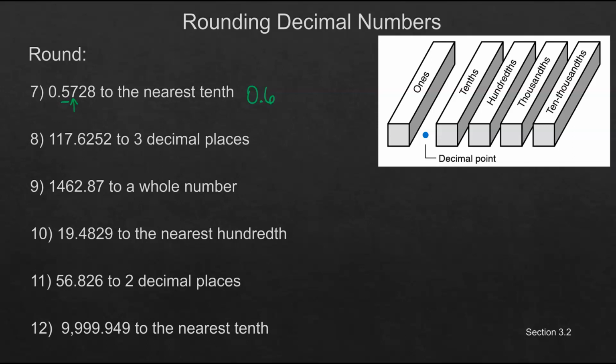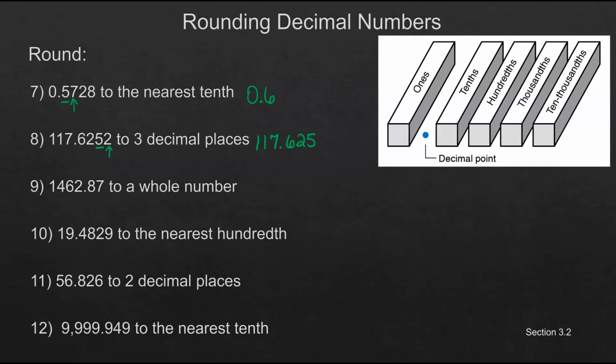And now the next one says to 3 decimal places. So that means 3 places after the decimal. We would put our line 3 places after, point at the next number, and then that's going to be 117.625.